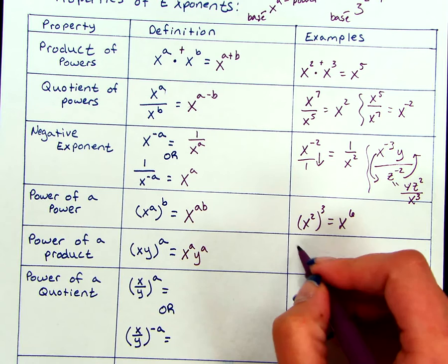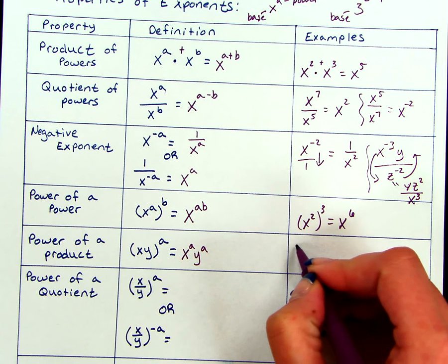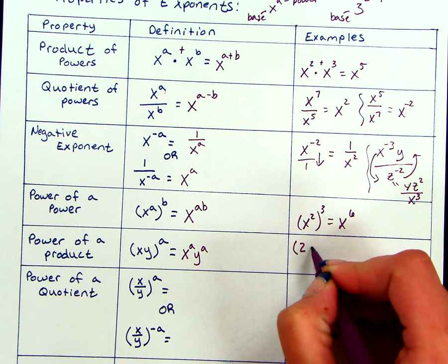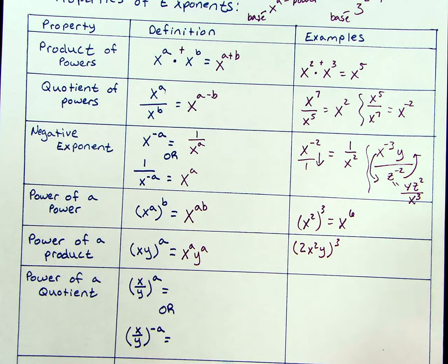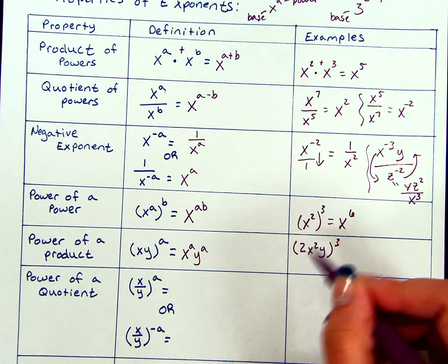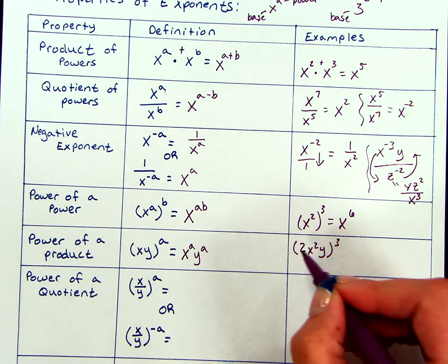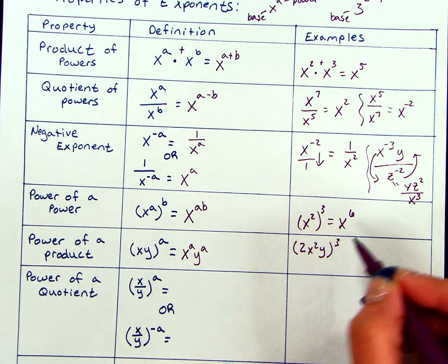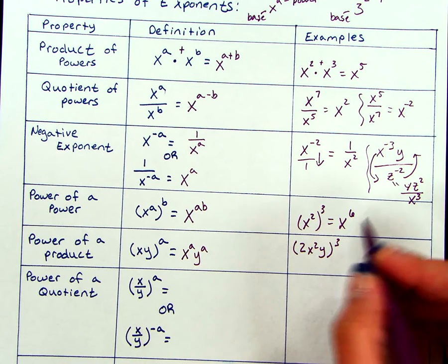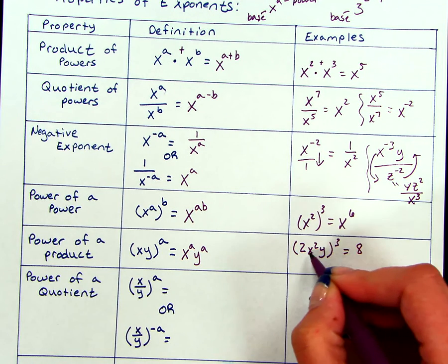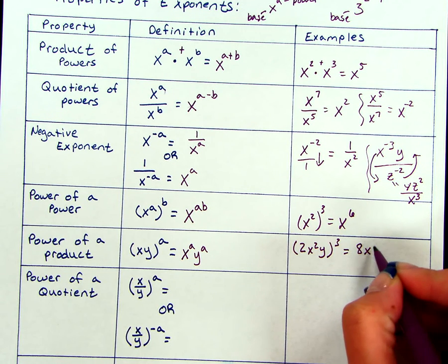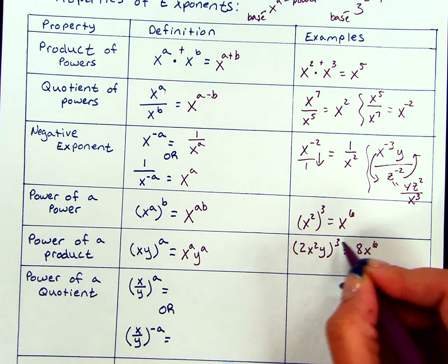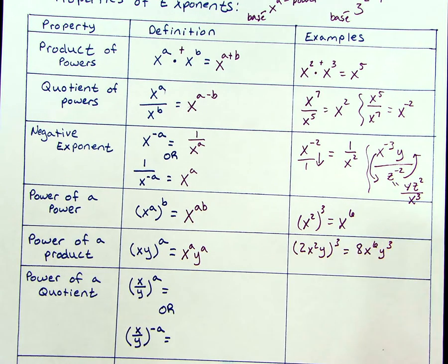So again, let's say that we had 2x squared y to the third power. So again, this is a monomial because there's no pluses or minuses in it. We take each piece and we would cube it. So 2 cubed would be 8. X squared cubed, so we're multiplying those powers together. So 2 times 3 would be 6. So this is x to the 6th. And then y cubed is just y cubed.